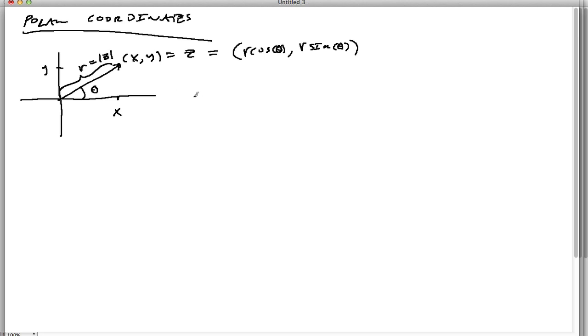But we want to find an even more efficient representation in terms of r and theta, something even more compact than this ordered pair. And it turns out there is such a relationship, and we have to use what we call Euler's formula.